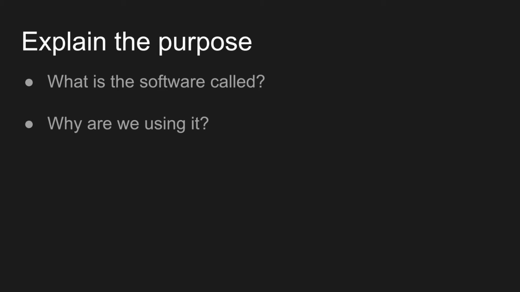Alright, so when you're in class and you're getting ready to have the students install the software, you need to explain the purpose of the software, but not in an extremely detailed way, just what the software is called and why we're using it. So for Scratch, for example, you just want to tell them that the software we're using is called Scratch, and why we're using it, because this is going to be the block-based programming that we're going to use throughout the entire class. Then you'll guide them to install it from there.